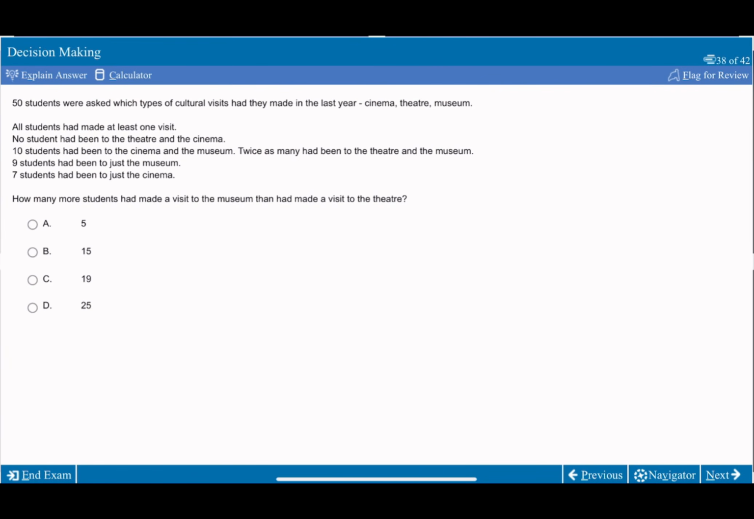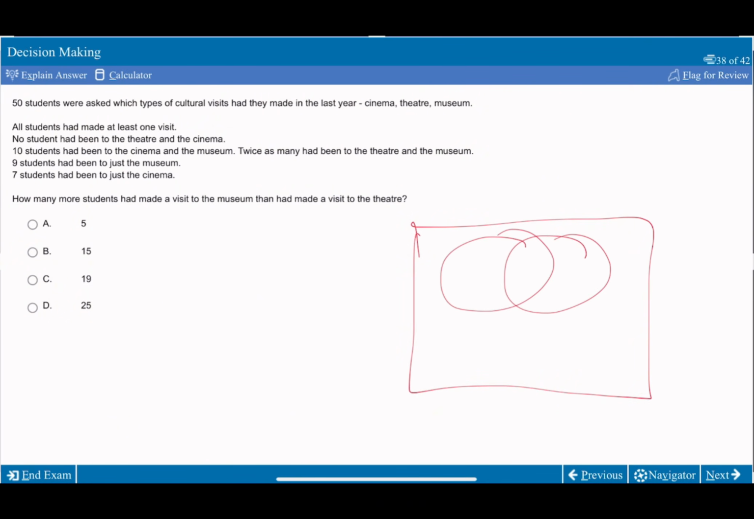Okay, so one last Venn diagram question to finish off on then. It's a 3 Venn diagram: cinema, theatre, museum. 50 students in total, and all students had made at least one visit. No student had been to the theatre or the cinema only. 10 had been to the cinema and museum. Twice as many had been to the theatre and museum. 9 had been just to the museum. 7 had been just to the cinema.